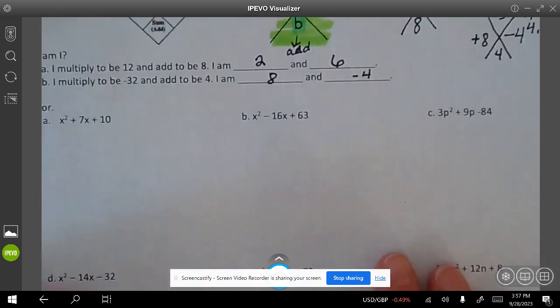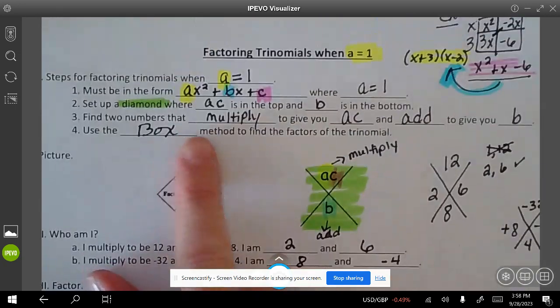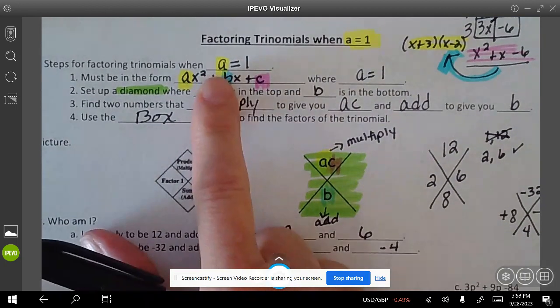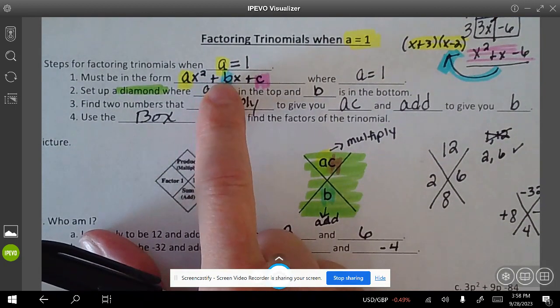Okay, now we're going to use these steps that I've given you up here, and we're actually going to factor, okay? So first we're going to check and make sure we're in this form, ax squared plus bx plus c, where a equals 1. Let's check this one.